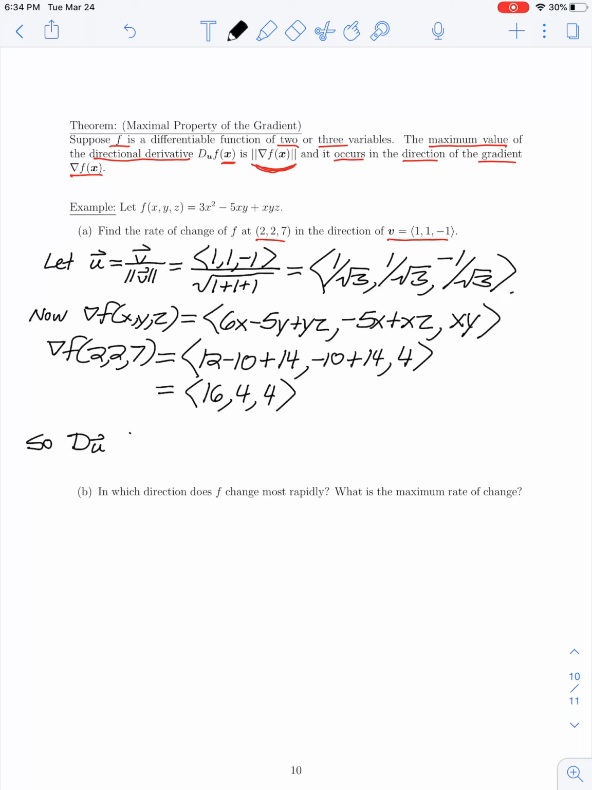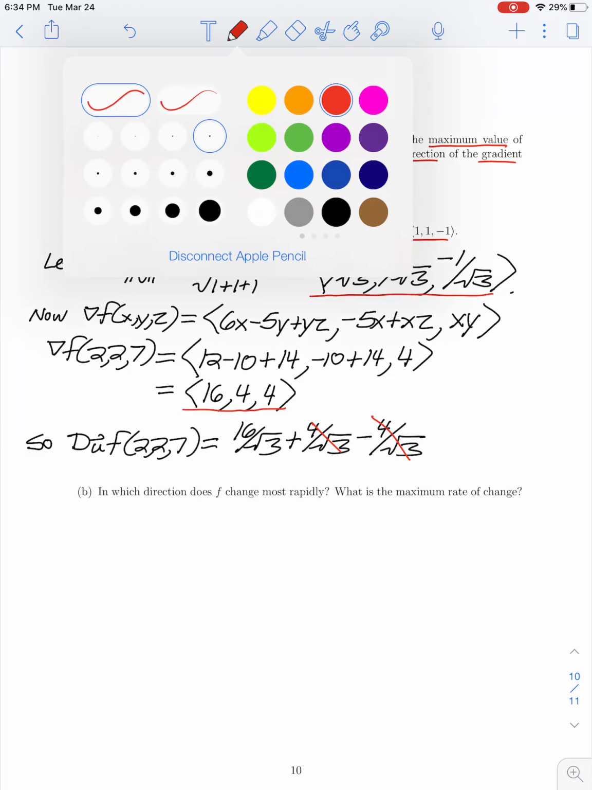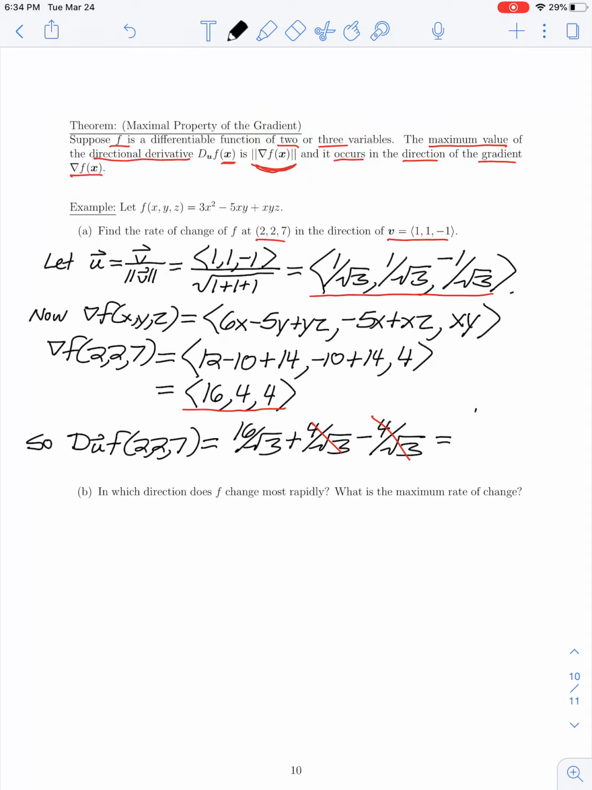So for our directional derivative in the direction of u of our function f at the point 2, 2, 7, we will have 16 over square root of 3 plus 4 over square root of 3 minus 4 over square root of 3 as the dot product of this gradient vector with our unit vector. So we see here that our plus and minus 4 over the square root of 3 cancel, and we're left with 16 over root 3.